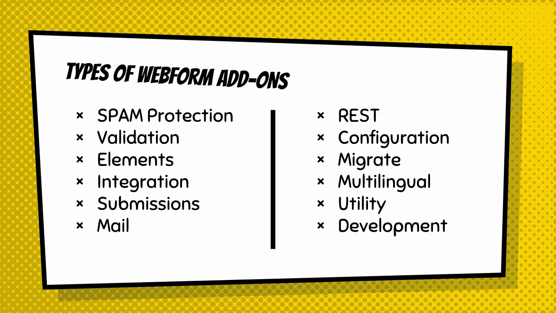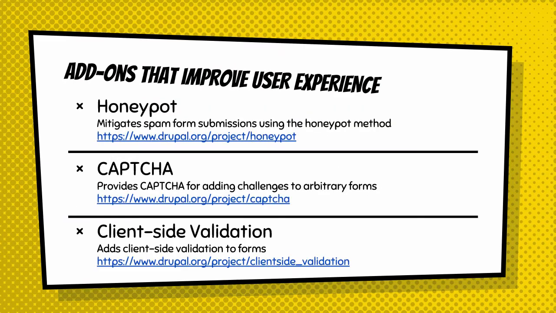And the right-hand column is a lot of more specific stuff for developers where you can get REST API integration, configuration, migrate, some better multilingual support. And on development, there's one or two tools that I'm going to mention. And to re-emphasize, these are the two big spam protection modules, Honeypot and Captcha. You can use both, and you probably won't get any spam if you use both.